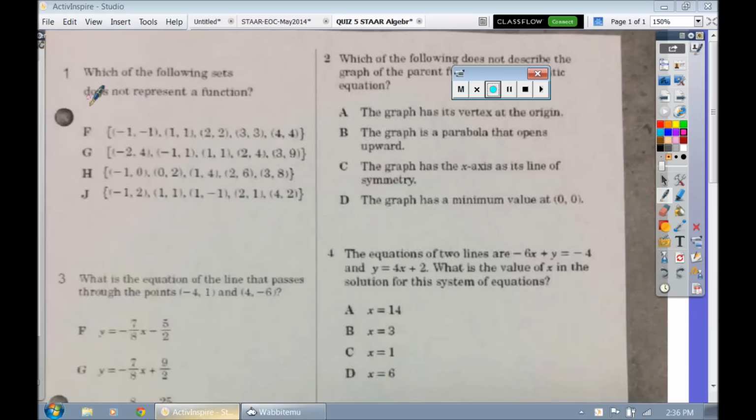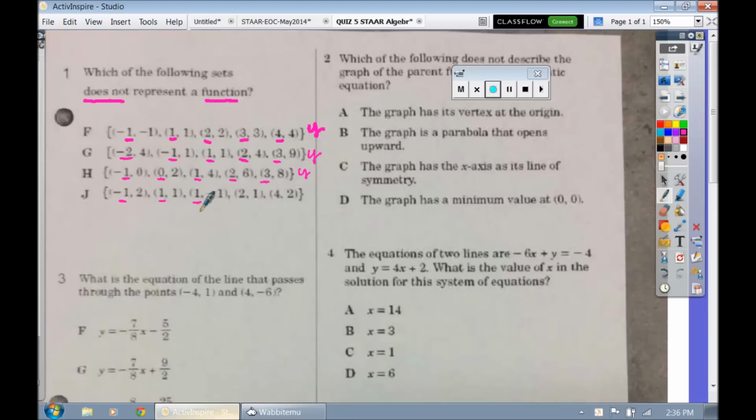Which of the following sets does not represent a function? When we're talking about a function, you want to look specifically at all of the x values. As long as your x values do not repeat, that is going to be a function. If you look at f, none of my x values repeat, that's a function. Look at g, look at just the x values, none of the x values repeat, that's a function. Look at h, -1, 0, 1, 2, 3, that's a function because none of the x values were repeated.